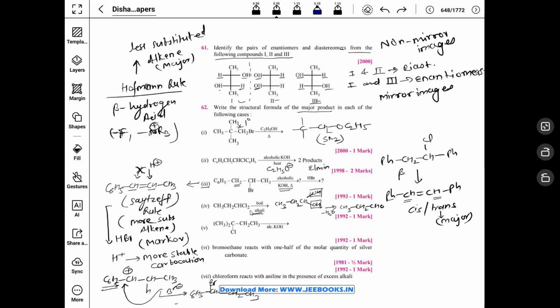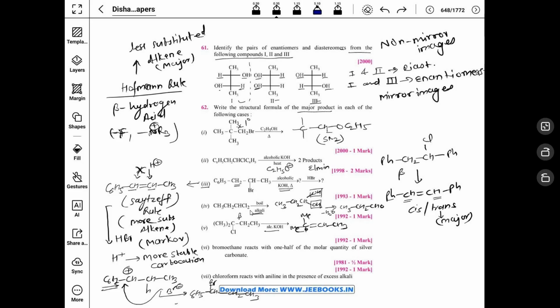Now question number 5. Here it is very simple because you have only one beta hydrogen, there is no other beta hydrogen, therefore the product will be this. The chloro will go, so a double bond, CH3, and here methyl.